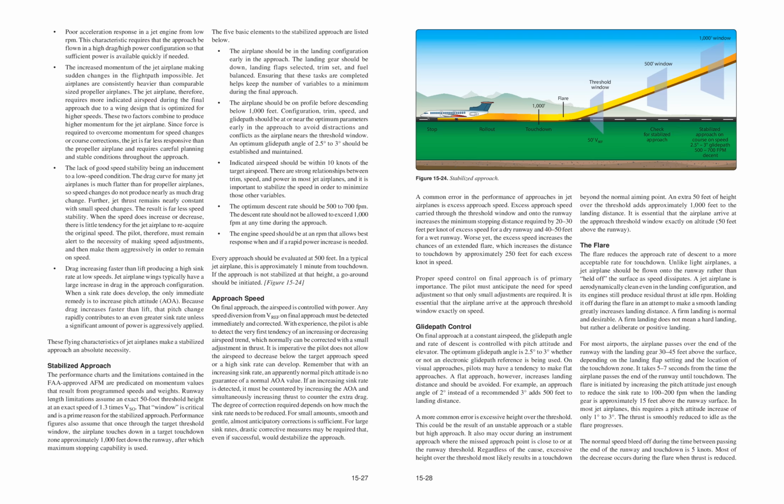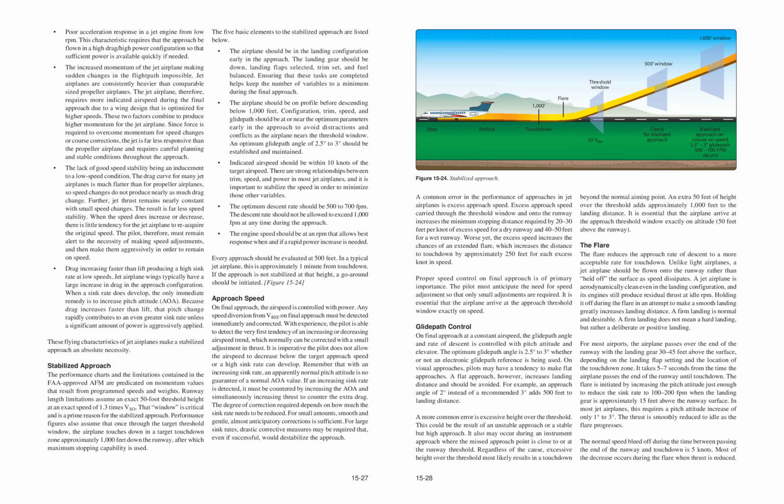Glide path control on final approach at a constant airspeed. The glide path angle and rate of descent is controlled with pitch attitude and elevator. The optimum glide path angle is 2.5 degrees to 3 degrees whether or not an electronic glide path reference is being used. On visual approaches, pilots may have a tendency to make flat approaches. A flat approach, however, increases landing distance and should be avoided. For example, an approach angle of 2 degrees instead of the recommended 3 degrees adds 500 feet to landing distance.